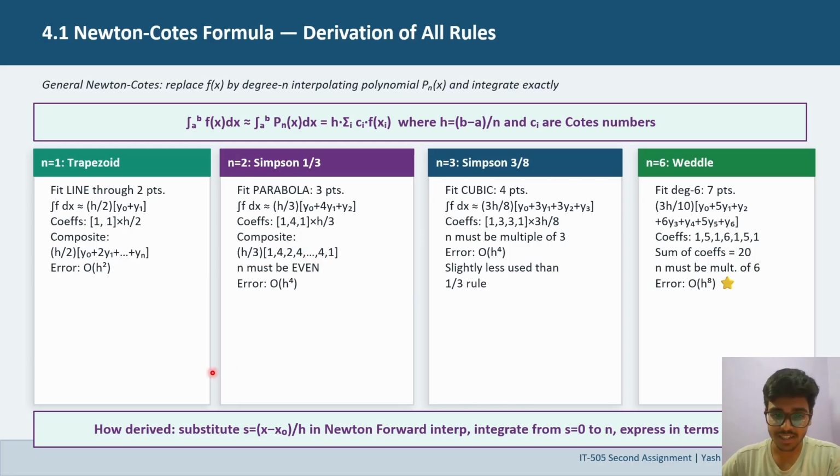Now notice how the error order improves. Trapezoidal rule has error order O of h squared, while Simpson's rule improves to O of h power 4, and Weddle's rule reaches O of h power 8.